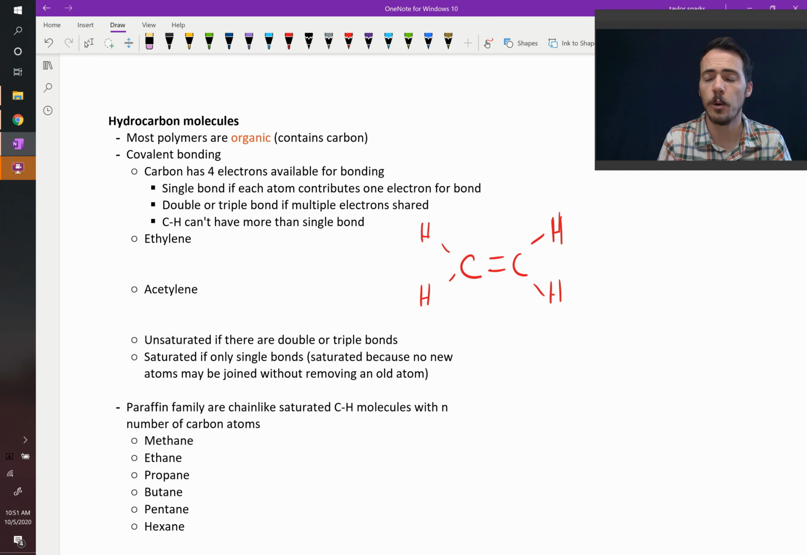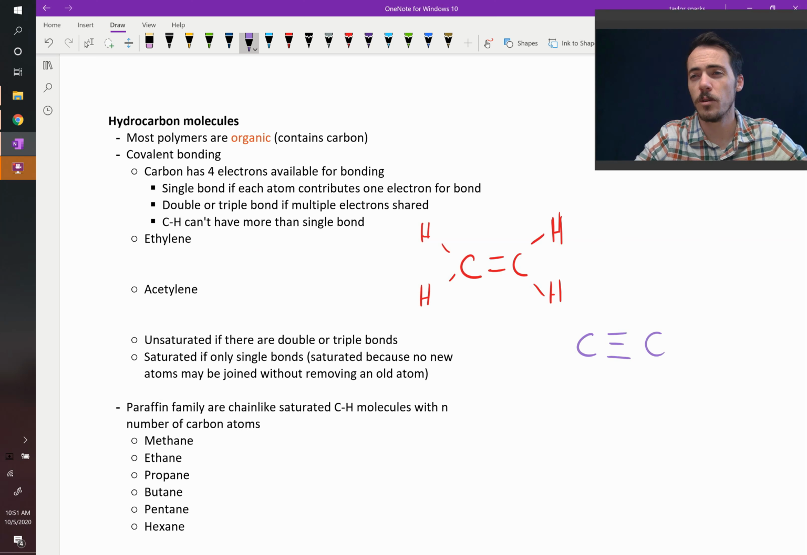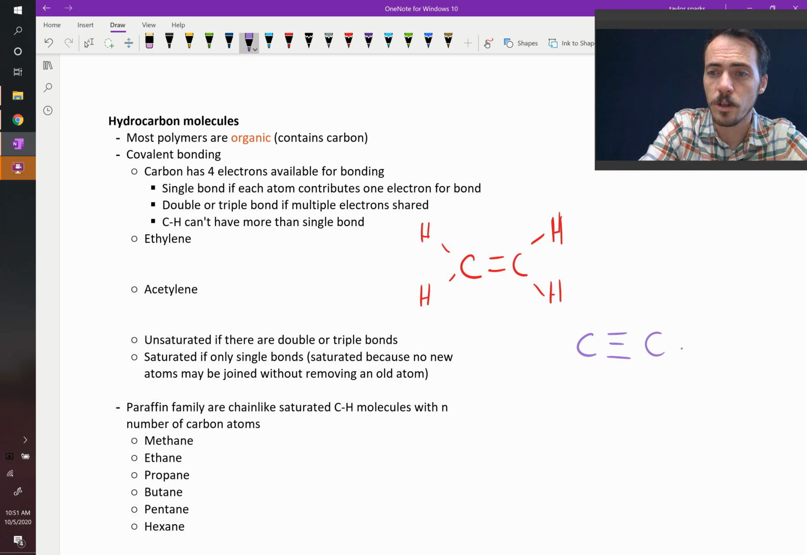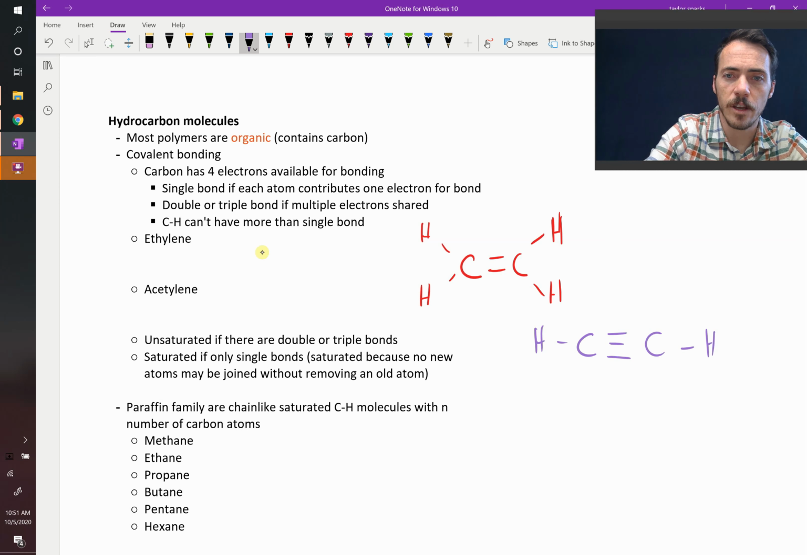And then acetylene. How would acetylene look different? Well, now you've got a triple bond. So you've got carbon and carbon with a triple bond between them. So how many hydrogens can they have? Well, each carbon wants 4 bonds, and right now they've each got 3, so they only need 1 more each. So you end up with this molecule, acetylene. This is now a linear molecule. It's completely linear, whereas this one is a planar molecule, right?